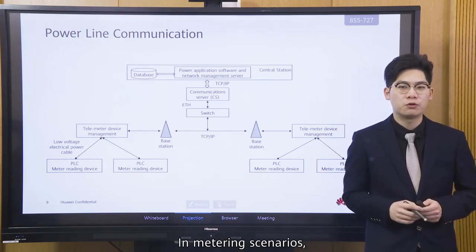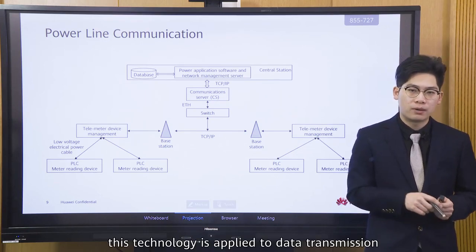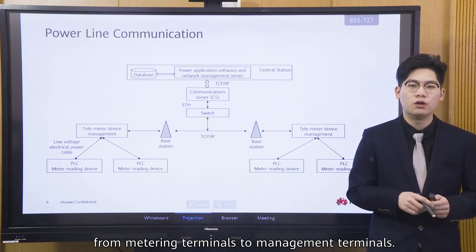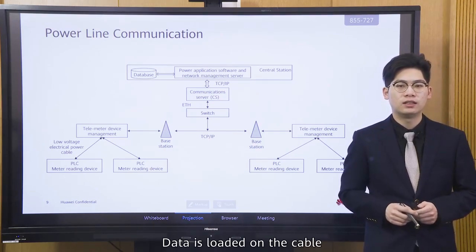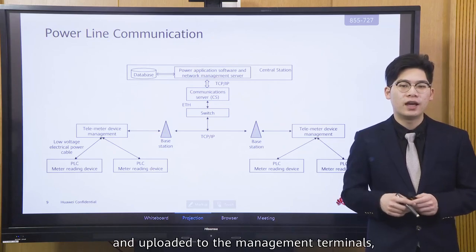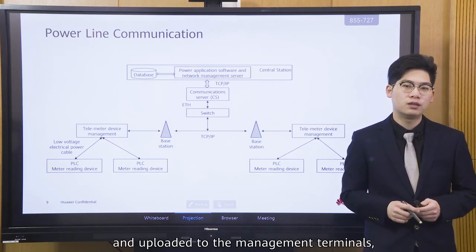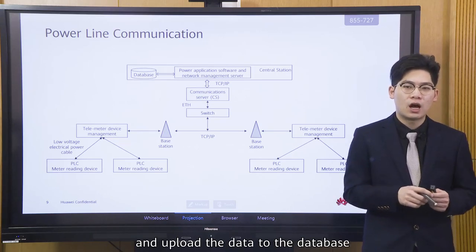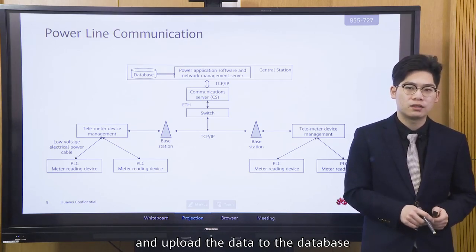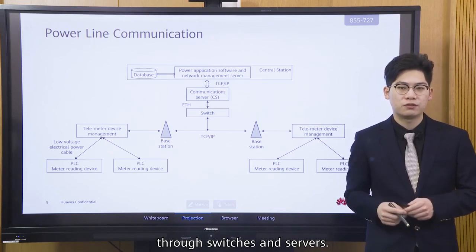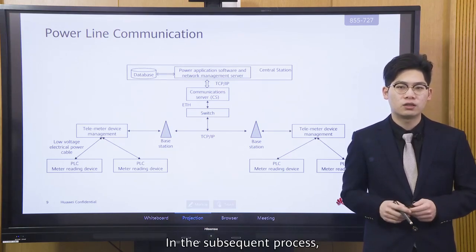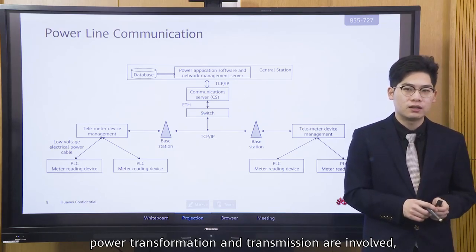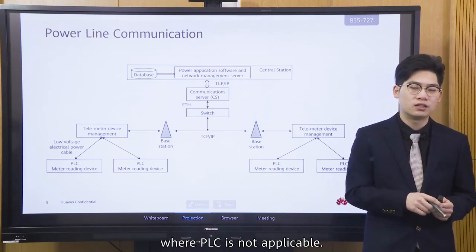In metering scenarios, this technology is applied to data transmission from metering terminals to management terminals. Data is loaded on the cable and uploaded to the management terminals, which connect to base stations and upload the data to the database through switches and servers. In the subsequent process, power transformation and transmission are involved, where PLC is not applicable.